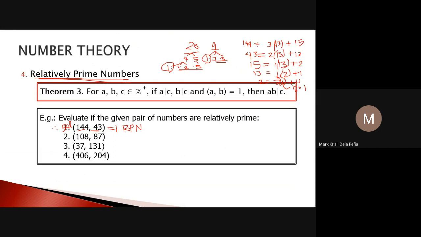Now, if you would compare it to a program, these are the iterations. First iteration, second, third, fourth, and fifth. Now, the fifth iteration contains the last remainder, which is 1.